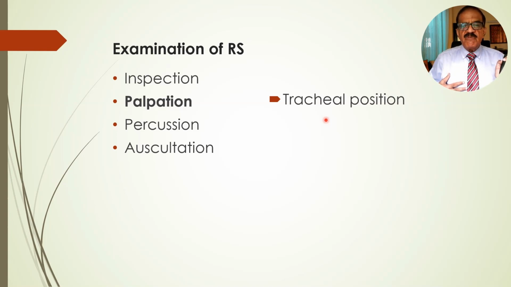And what are the diseases which can pull the trachea? Those diseases where there is loss of volume. If there is collapse of lung or if there is fibrosis, there would be net loss of volume.